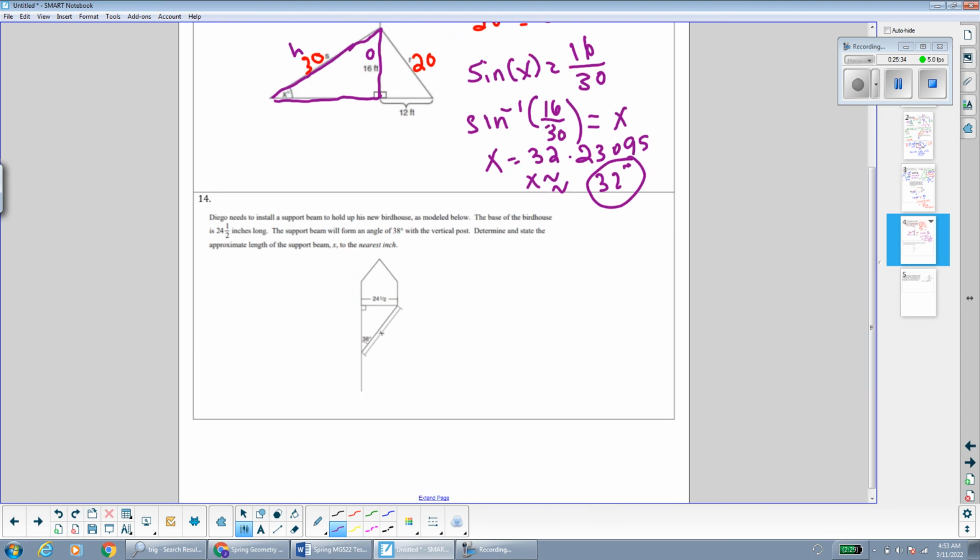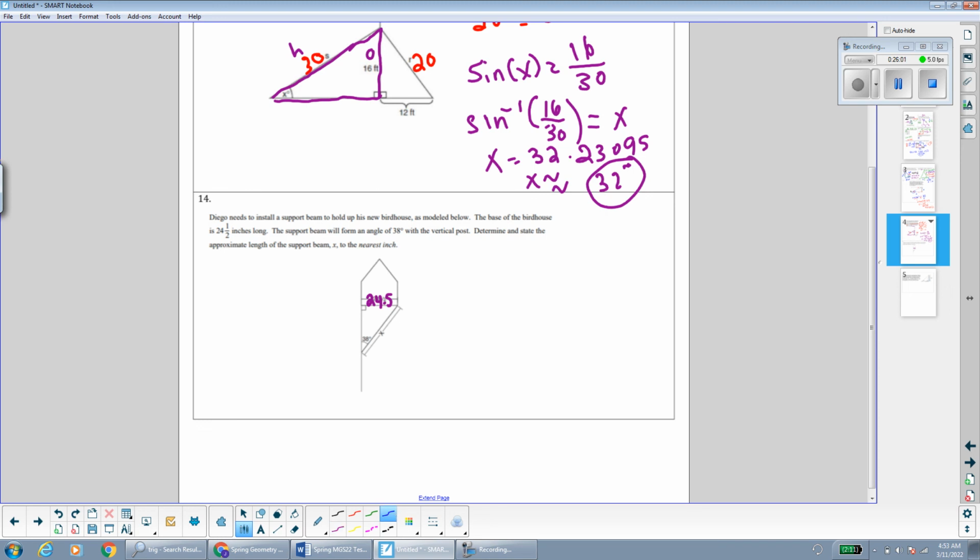Diego needs to install a support beam to hold up his new birdhouse. The base of the birdhouse is 24.5 inches long. I don't know about you guys, but I would prefer to write this as 24.5, which is the same thing as 24.5. The support beam will form an angle of 38 degrees with the vertical post. Determine and state the approximate length of the support beam x to the nearest inch.